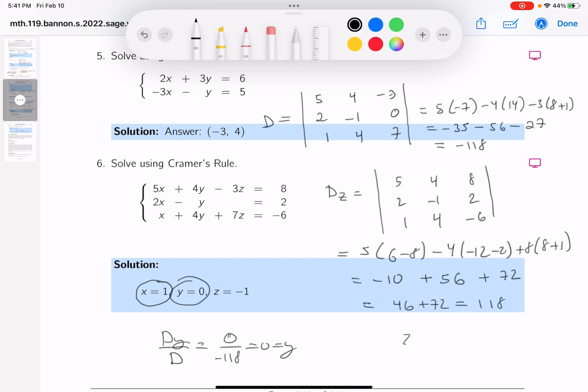So what's z going to be equal to? z will equal dz, we just computed that, over d. dz is 118. And what's d? Minus 118. We divide it, we get minus 1. So what's z? Minus 1. We're doing along. We're going along. Bye-bye.